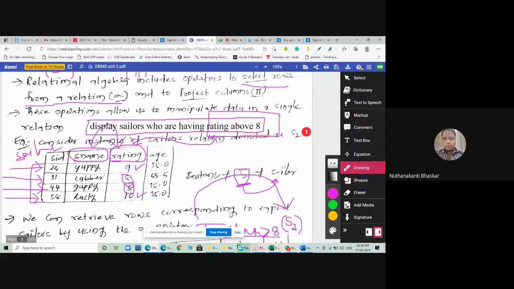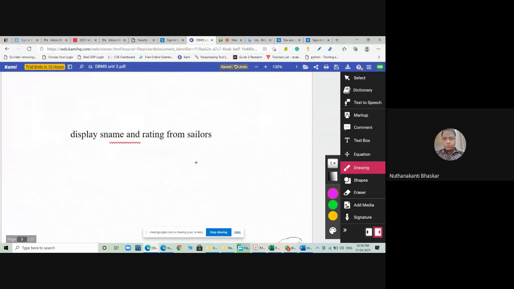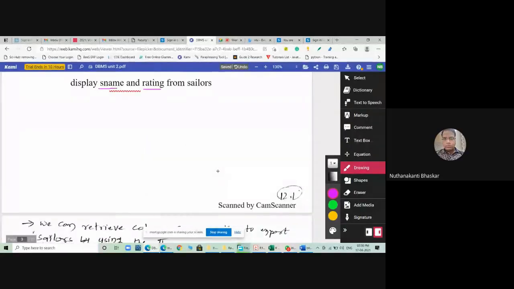So when I want to display columns, which operation do we need to choose? Selection or projection? Quickly. Which operation should I use? I mean, Ramesh. Projection. So what is the symbol of projection? Pi.